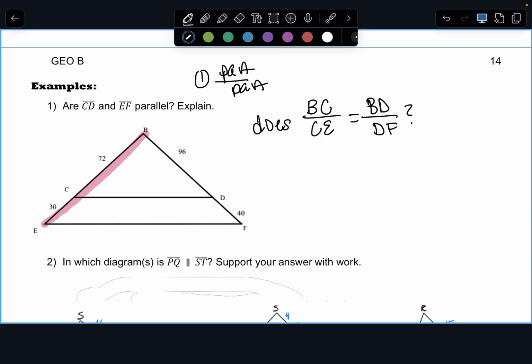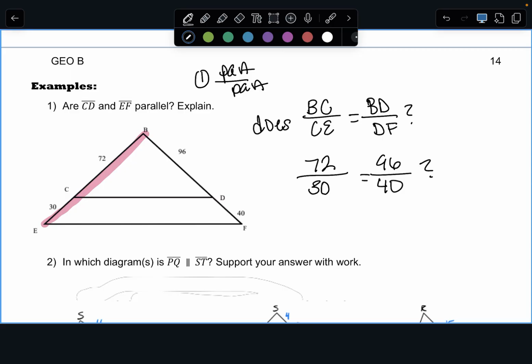Okay? So let's set up what values we know here. What's BC? 72, perfect. What is CE? 30. BD is 96 and DF is 40. So we're asking ourselves, are these two fractions equal?